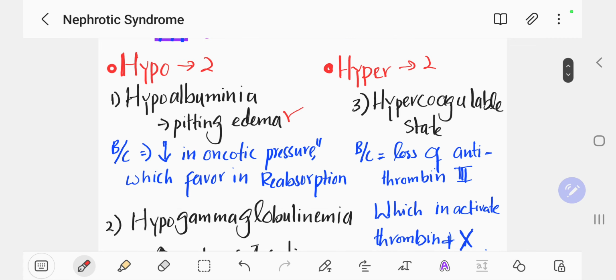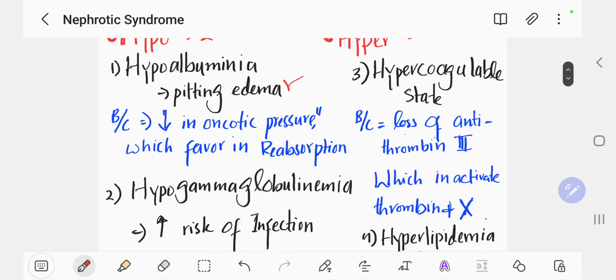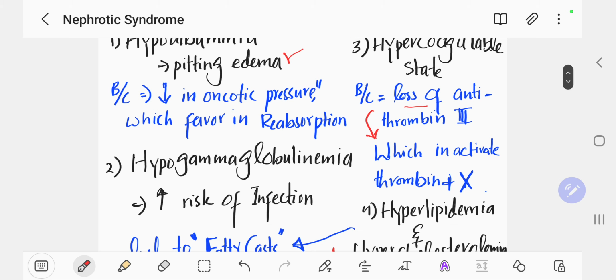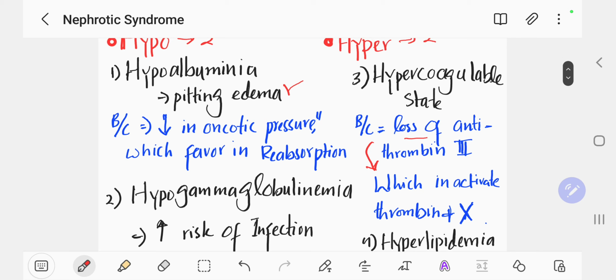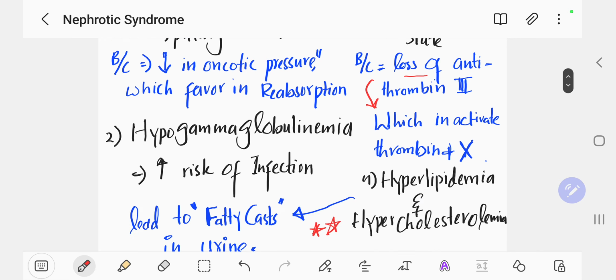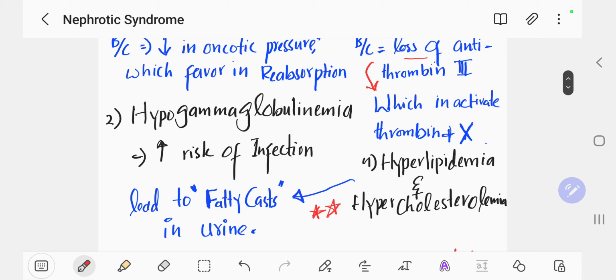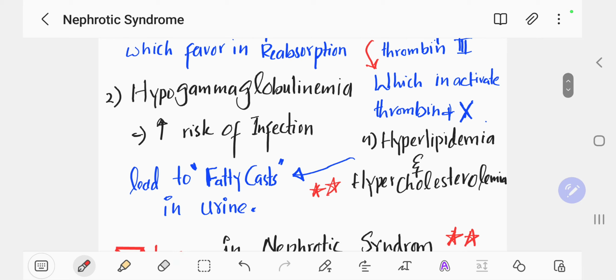Okay, the hypercoagulable state. Why will there be a hypercoagulable state? Because there will be a loss of antithrombin 3. And what is the function of antithrombin 3? Its function is to inactivate thrombin and factor 10. So okay, there will be a hypercoagulable state. The second one in hyper is hyperlipidemia and hypercholesterolemia. Again, this is the most important one because it will lead to fatty casts in the urine.